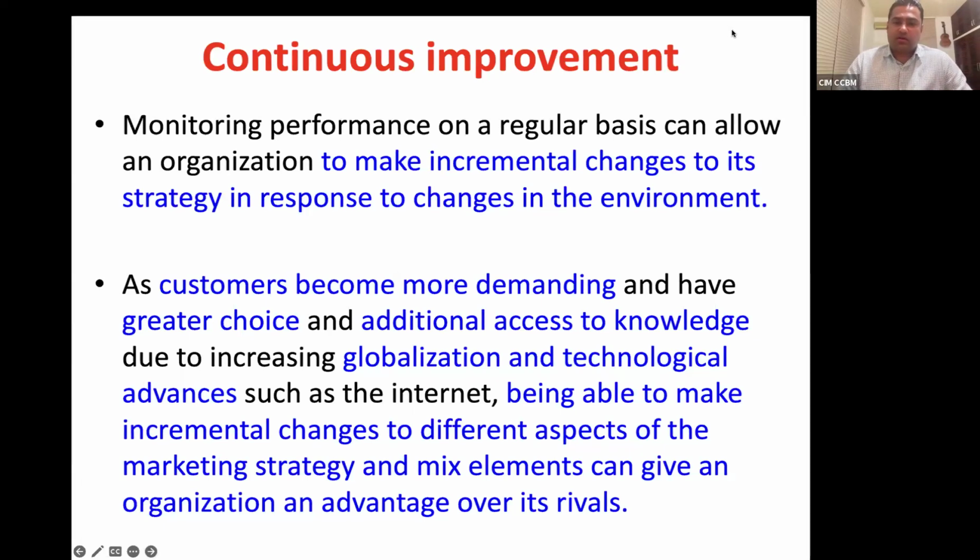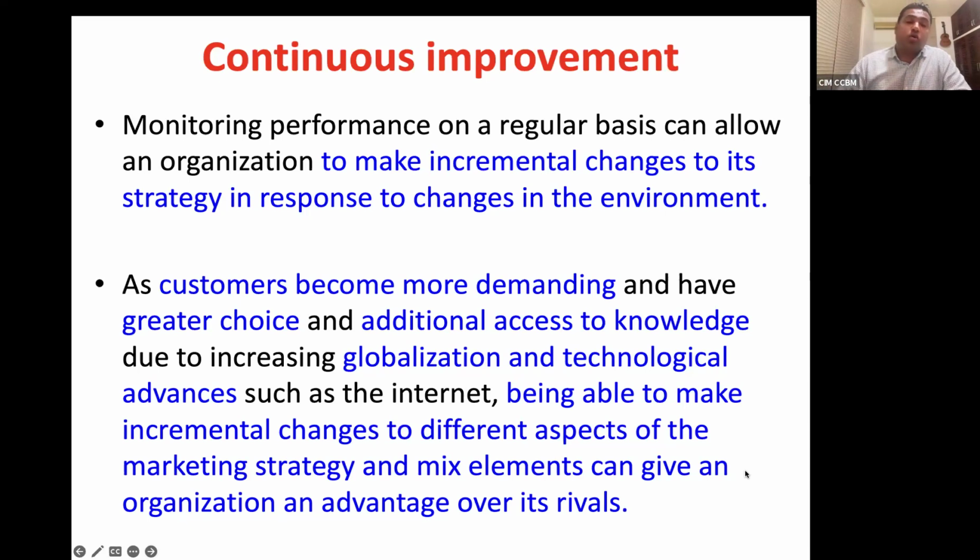Then we understand what continuous improvement means. Now, you see, in marketing, marketing is not a static subject that stays the same. Marketing is a subject that needs to be continuously improved. So even if you develop a marketing plan, you still need to improve continuously, month on month, week on week, quarter on quarter. You need to keep improving and making changes to your marketing plan.